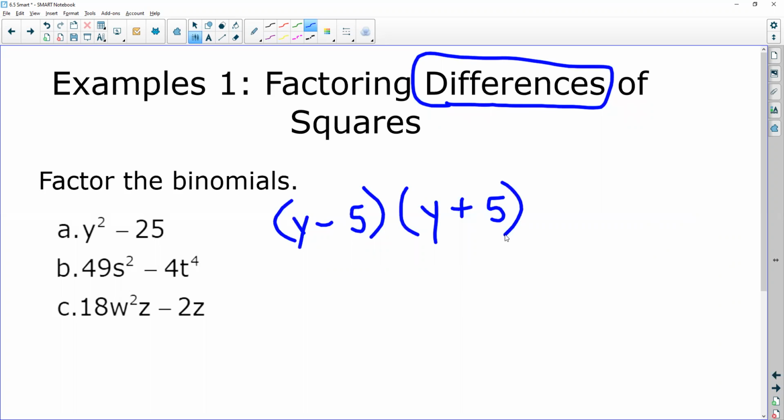Look at the second one. Think about the squares. 49 is a perfect square. S squared is a perfect square. 4 is a perfect square. So is t to the 4th. Any even power is a perfect square.